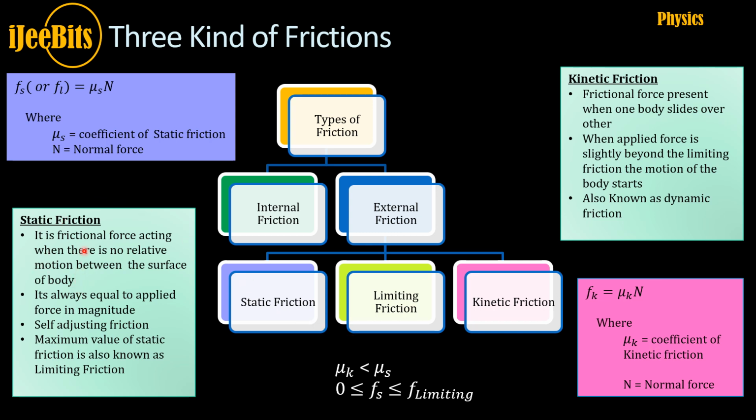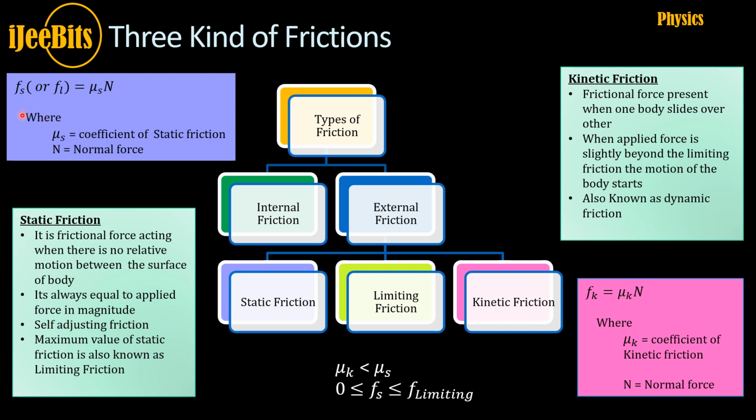There are a few more points. The static friction is always equal to the applied force in magnitude. It is self-adjusting friction. The maximum value of static friction is also known as limiting friction. Kinetic friction is the frictional force present when a body slides over another. When the applied force is slightly beyond the limiting friction, the motion of the body starts. And kinetic friction is also known as dynamic friction.